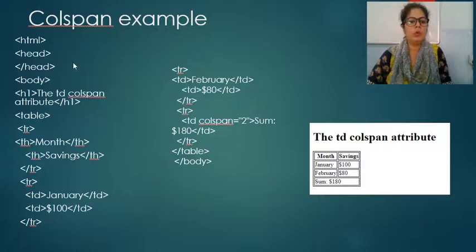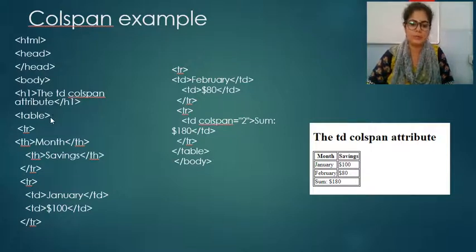So let's start with the code. What is the code of this table? The first tag is the HTML tag, the second tag is the head tag. Head tag close. Here I have skipped the designing part. You can add a style tag or title tag if you want. Then the body tag. In the body tag I have used the heading H1, the TD colspan attribute. So that's why here is the heading, the TD colspan attribute. Now let's start with the table tag. Starting with the table tag, start the first row by using the tr tag. The tr tag is used to create a row.